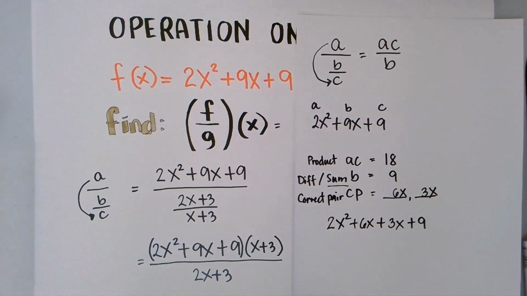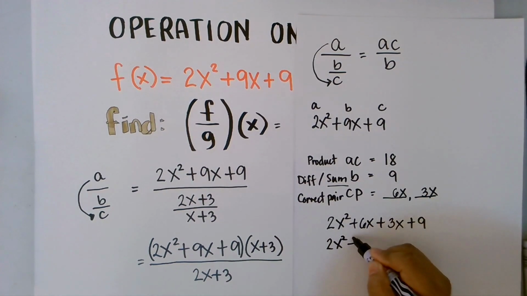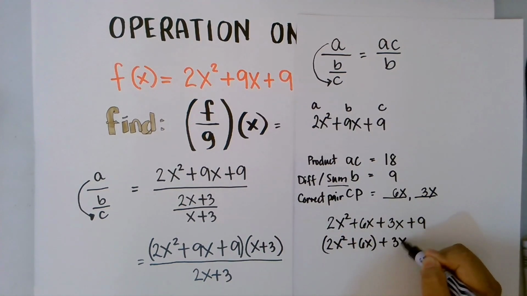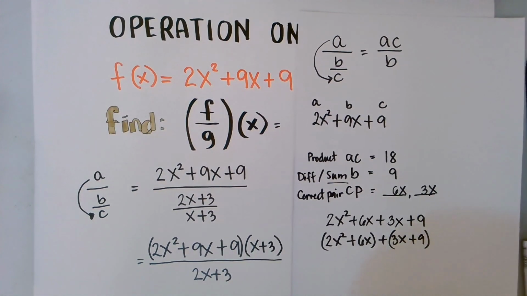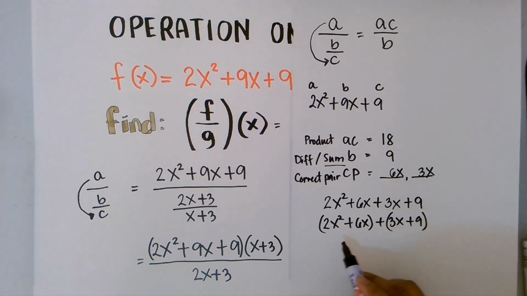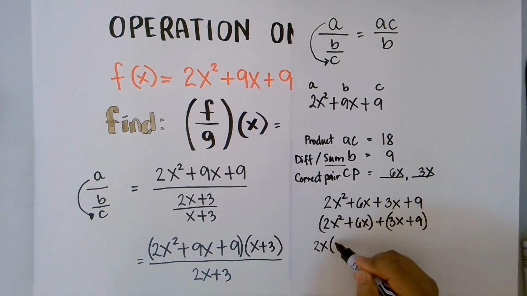Now, the next step is to regroup them. So, we regroup 2x squared plus 6x as the first group. Okay, the second group is 3x plus 9. Now, we factorize them again, taking out their common monomial factors. For the first group, the common monomial factor is 2x. So, we take out 2x. Then what remains inside is just x, and on the other side is 3.